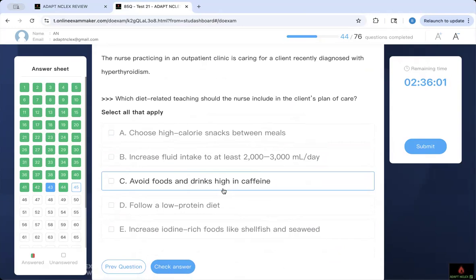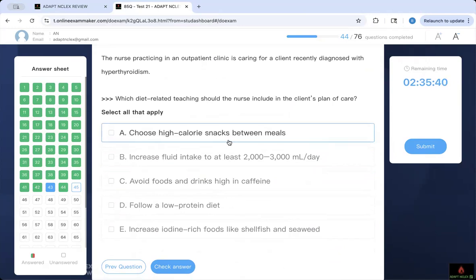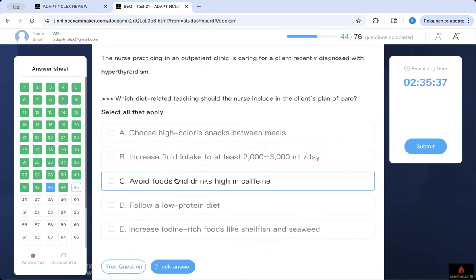45. A nurse is practicing in an outpatient clinic, is caring for a client recently diagnosed with hyperthyroidism. Which diet-related teaching should the nurse include in the client plan of care? Hyperthyroidism. What is the problem? Everything is going up, except your weight is going down because everything is hyperdynamic. Therefore, how can we help you? Choose high-calorie diet and snacks between meals. Increase your fluid intake to at least 2 to 3 liters of water a day. Avoid food and drinks high in caffeine. Follow a low-protein diet. Increase iron-rich food like shellfish and seaweed.